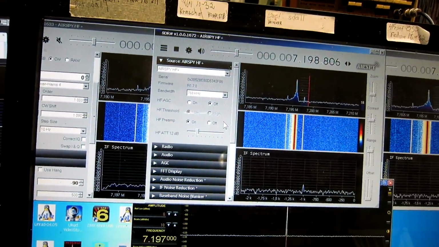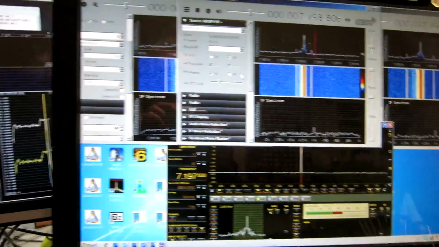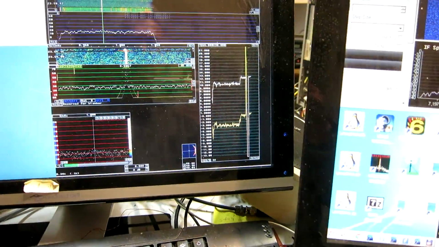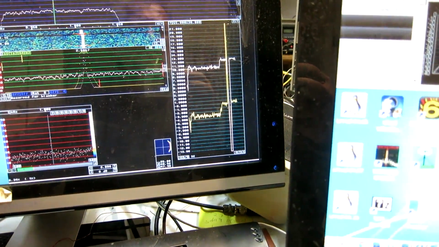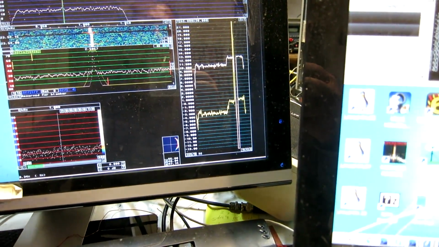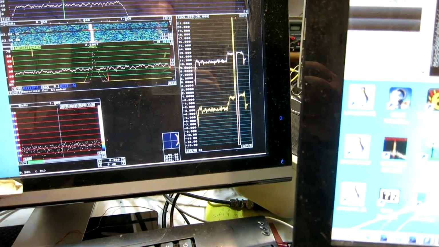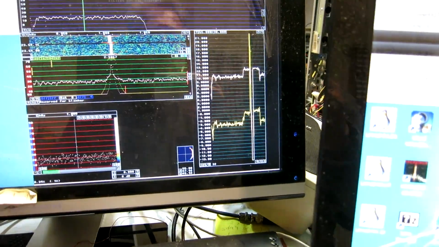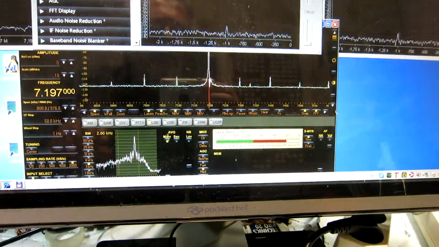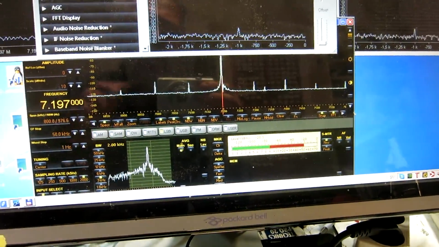So I disable this one and start this one. This is the unit without the pre-selector. And I need a 3 dB degradation here also. And this is about the level, and on the Perseus I read -20.